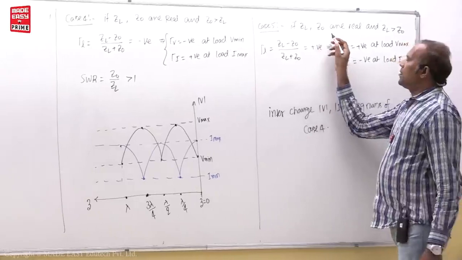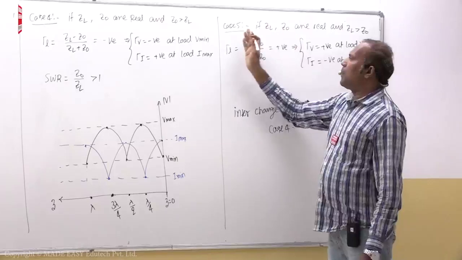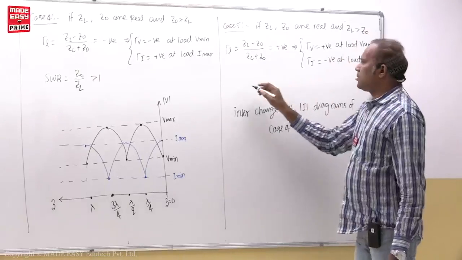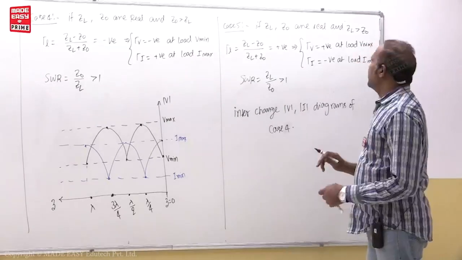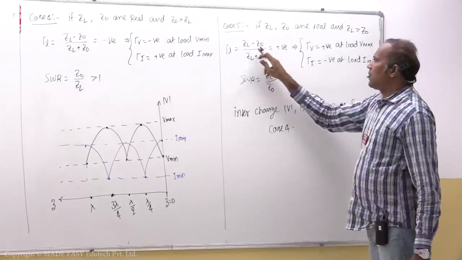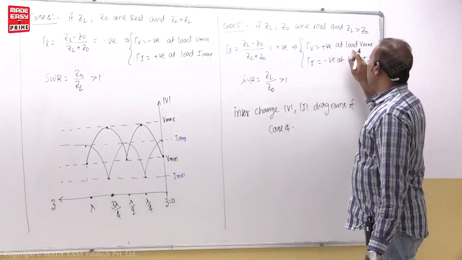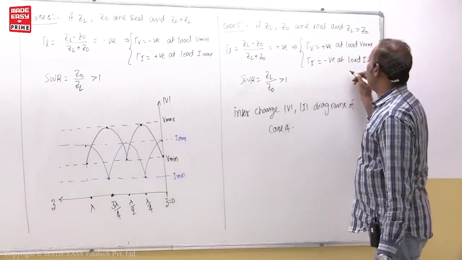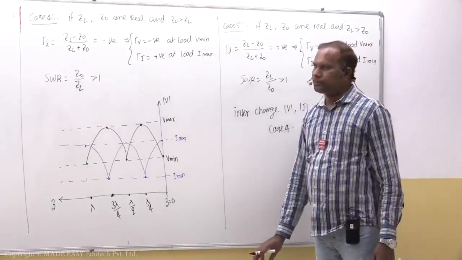Now here case 5, if ZL and Z0 are real and ZL is greater than Z0, this is the opposite case of this one. Then in this case, SWR is ZL divided by Z0, that is greater than 1. If you calculate gamma L, ZL minus Z0 over ZL plus Z0, here ZL is bigger, so that is why gamma L is positive. Gamma L is nothing but gamma V, that is positive. At the load, V maximum is there. Gamma I is opposite of gamma V, that is negative. At load, I minimum is there. That means these diagrams are exactly opposite of that one.